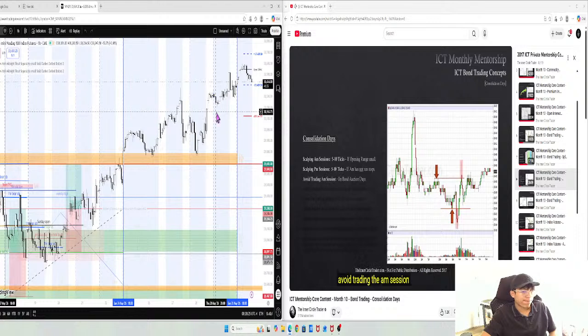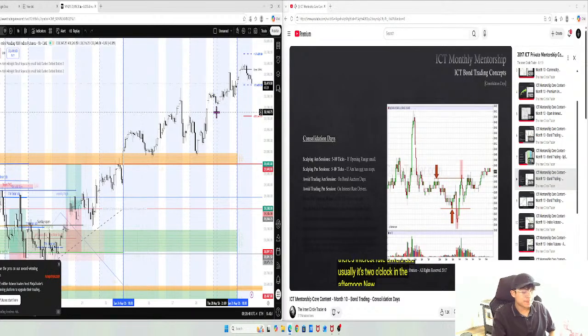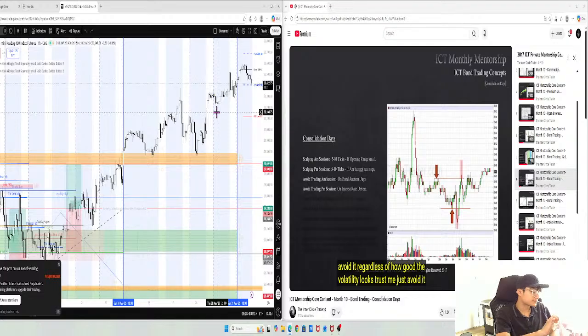Avoid trading the AM session on bond auction days, as I mentioned in the previous slide. The market usually is on hold waiting for the auction to come. Avoid trading the PM session when there are interest rate drivers due. Usually it's 2 o'clock in the afternoon New York time, so simply just avoid it. Regardless of how good the volatility looks, trust me, just avoid it. We're going to focus on trading when the higher time frame premium arrays are met.